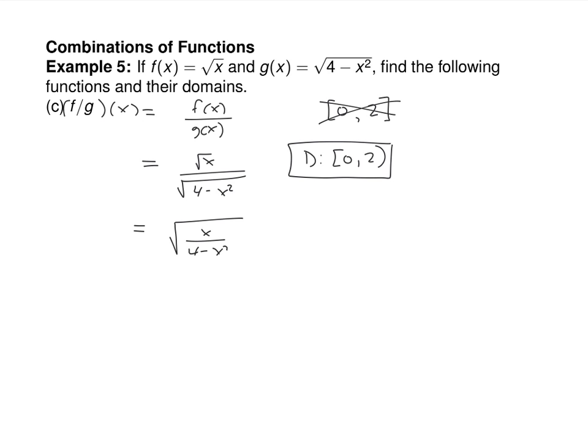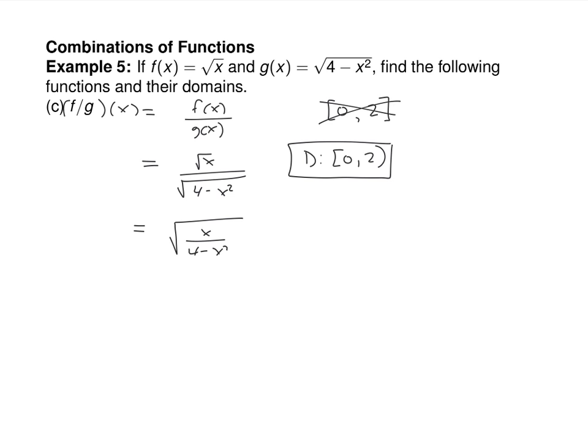What if I would have flip-flopped them? What if I would have done g over f? What would I have left out in that case? I would have left out 0. Yep, so I would have a parenthesis around 0 and a square bracket around 2. So the domains are a bit tricky on those things, but I think the actual operations of adding, subtracting, multiplying, dividing, not so bad, right?